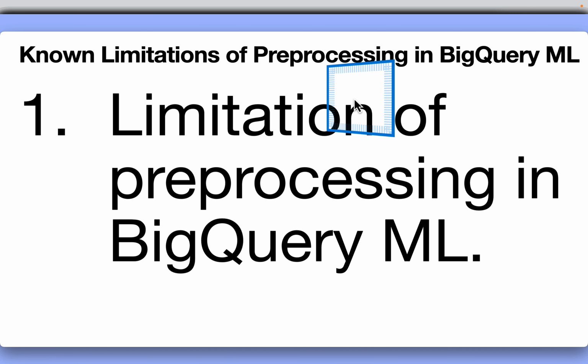Some limitations. BigQuery ML supports automatic pre-processing in the model export, but has a known limitation that it does not include manual pre-processing. So just be aware of that. When you do manual pre-processing, it will not automatically take care of any pre-processing, so you have to do it manually.